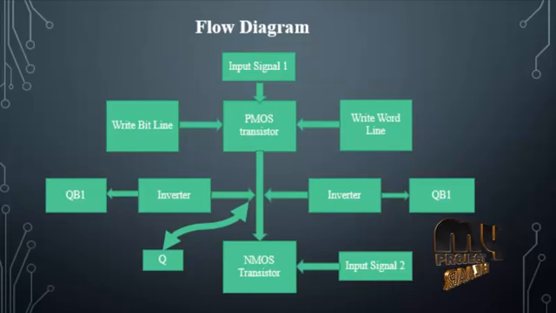The input signal will be a clock pulse or similar signal at the input of the NMOS and PMOS transistors. There are two inputs used, and both depend on the same inputs. That is the whole flow of our product.